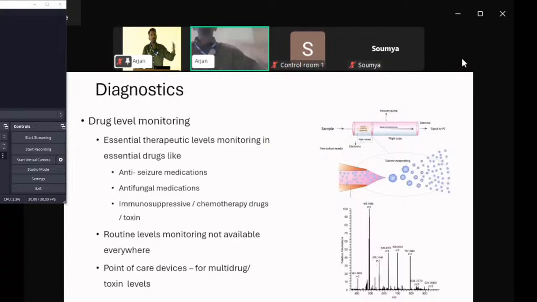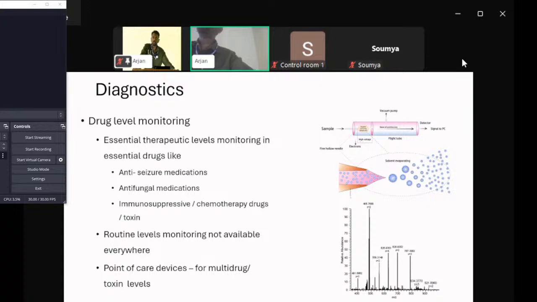So coming on, this is all for the rehabilitation, but we are also looking for something in the diagnostic field. A very important thing that we like to do is drug level monitoring. We have a lot of anti-epileptic measures, we have a lot of chemotherapy measures, we have a lot of drugs which have to be titrated, particularly on our day-to-day OPD basis.